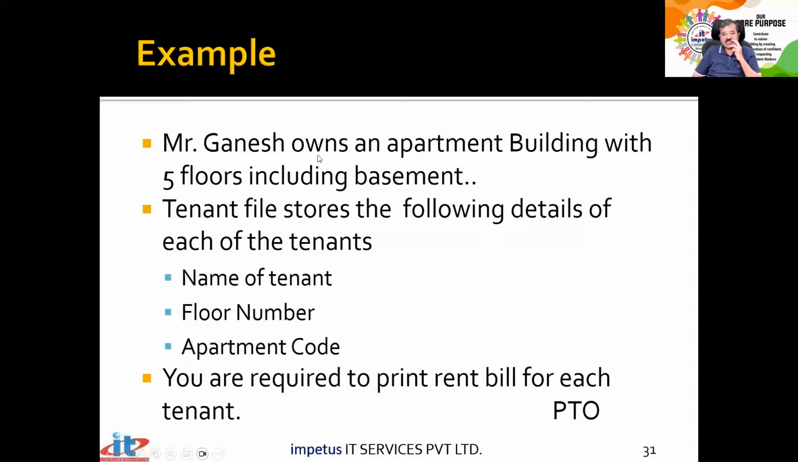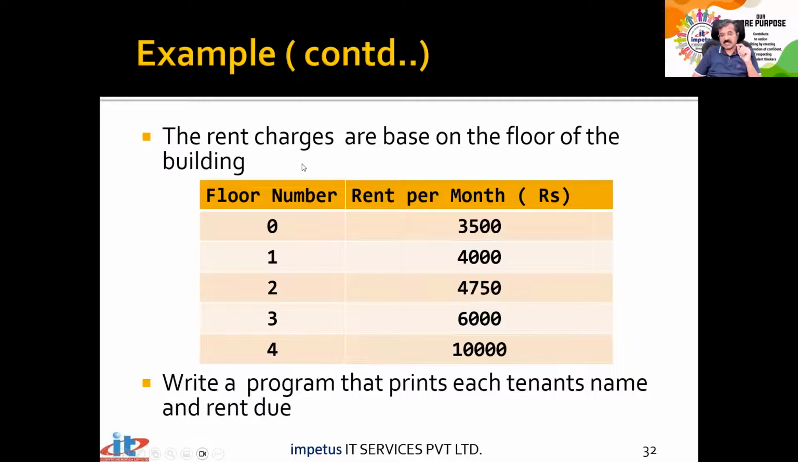It's like Mr. Ganesh owns an apartment building with 5 floors, including basement. So counting the basement, there are 5 floors. Tenant file shows the following details of each of the tenant. Each file has the name of the tenant, number of floors, floor number and the apartment code. You are required to print rent bill for each tenant. The rent charges are based on the floor of the building.